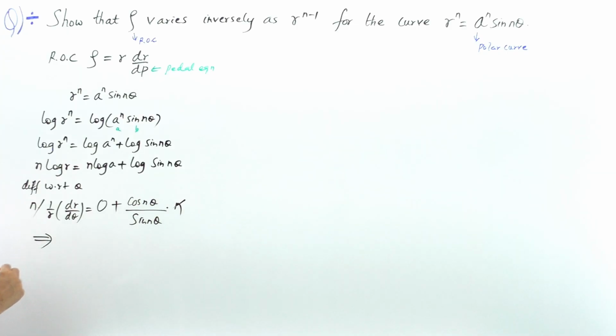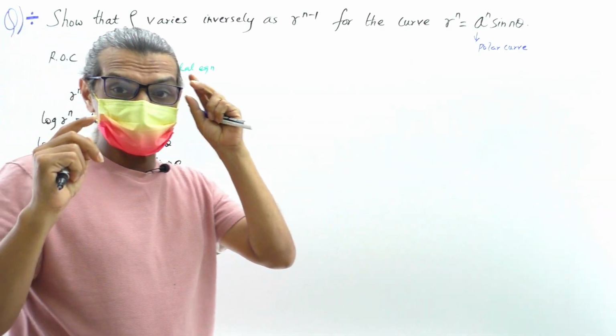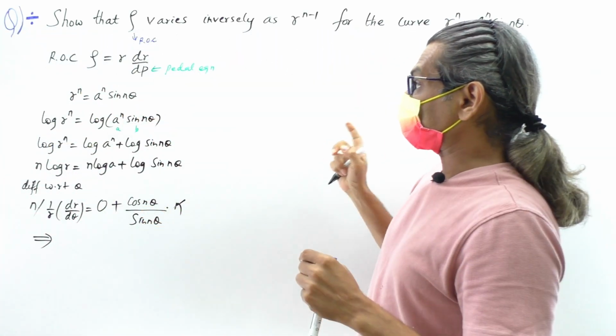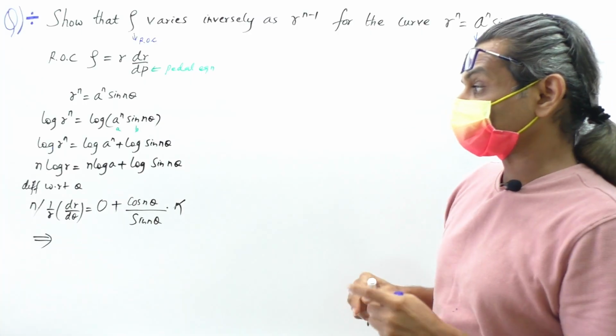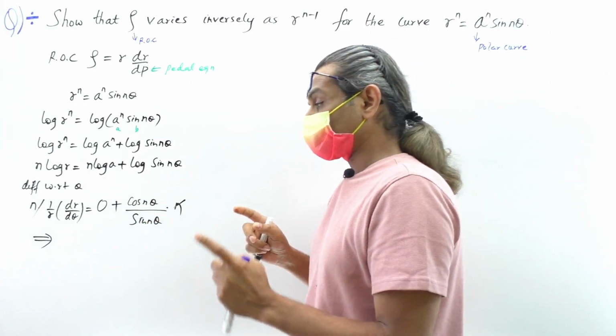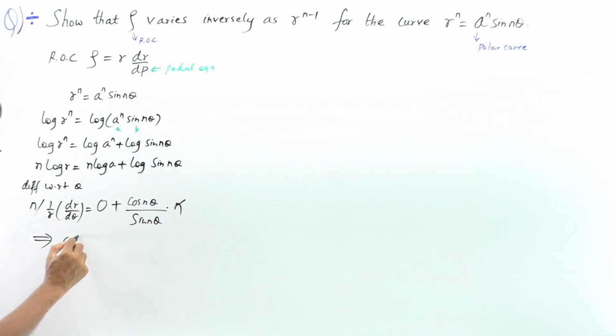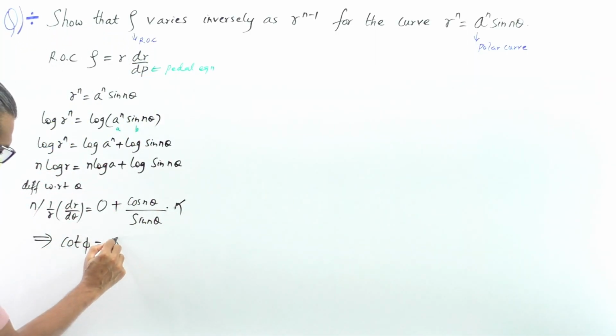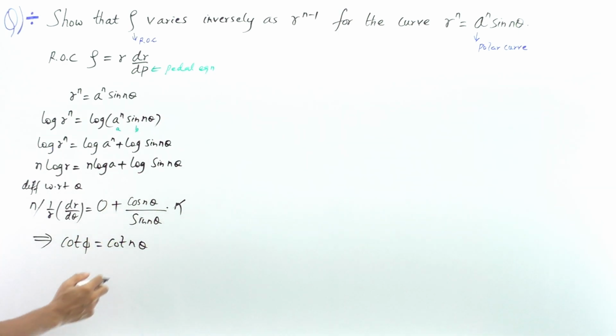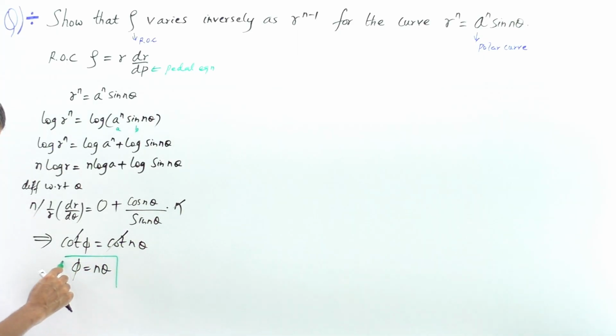So we already know that (1/r) dr/d theta is, from the basic formulas we use for polar curves, cot phi. Please do refer to the previous videos for the list of formulas. So we have cot phi = cot n theta, because cos by sin is cot. The cot cancels and we get phi = n theta. So we have the angle between the radius vector and the tangent, phi.